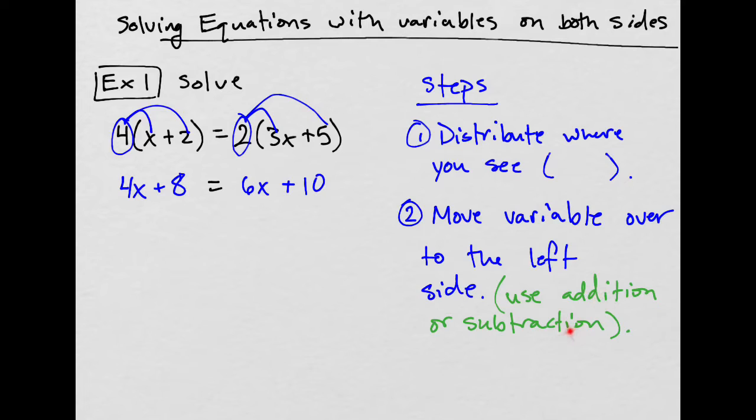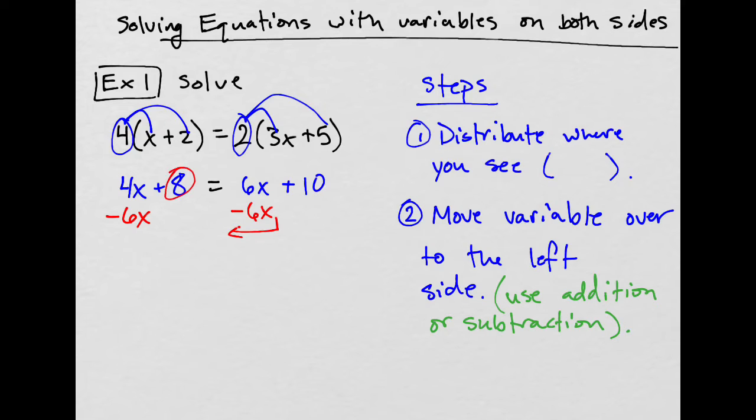Use addition or subtraction. So when you're moving stuff over, you're always going to be using addition or subtraction. So what do I mean by that? Well, this variable is already on the left side, so I don't have to do anything to it. I want to move this variable over to the left side. And the way I do that is by doing the opposite, just like I would when I'm solving two-step equations with moving numbers over. So here, this is a positive 6x, so I would subtract 6x. And then I would do it also to the other side, but I would do it underneath the term that has the same variable, so minus 6x.